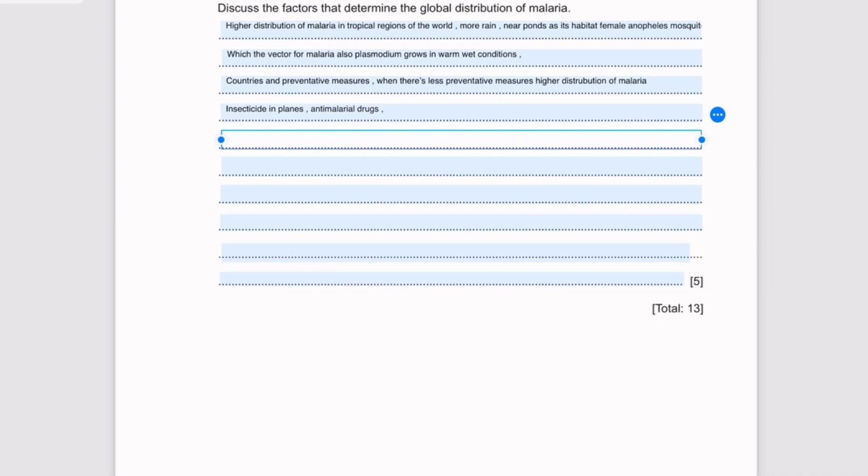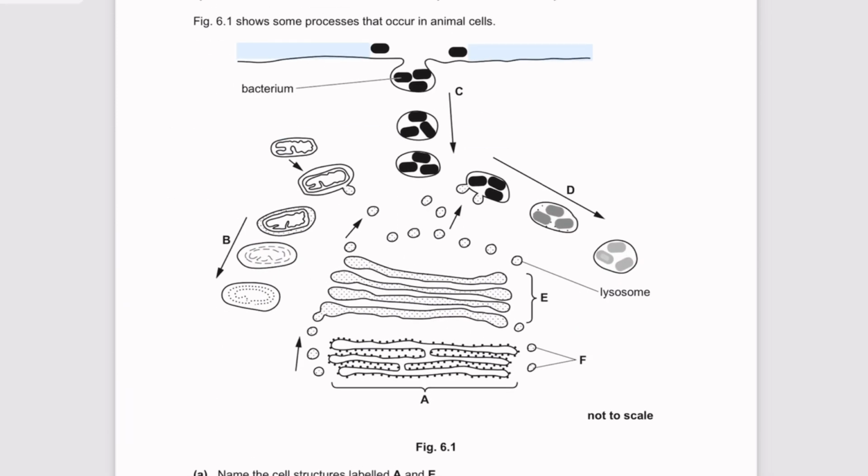Okay, let's go ahead and move on to question number 6. Lysosomes are cell structures that contain enzymes known as acid hydrolases. Shows the processes that occur in animal cells.